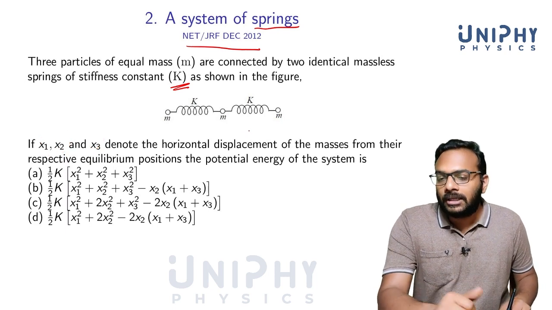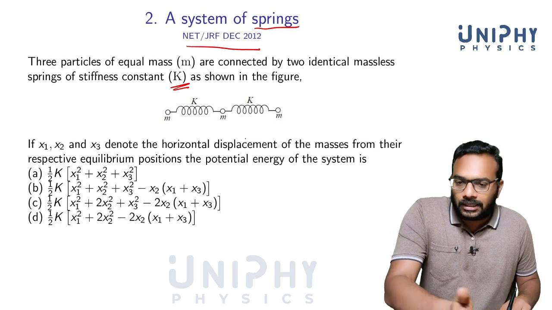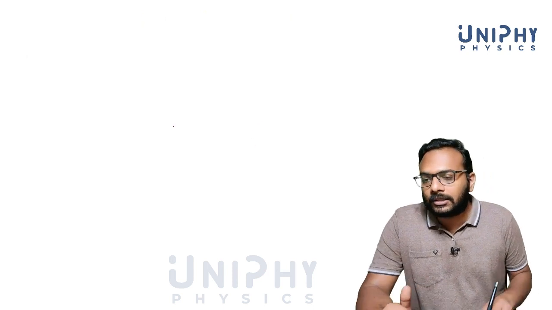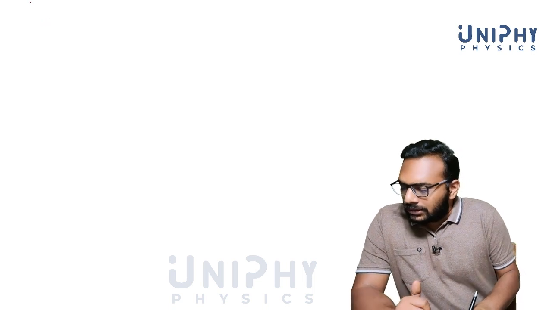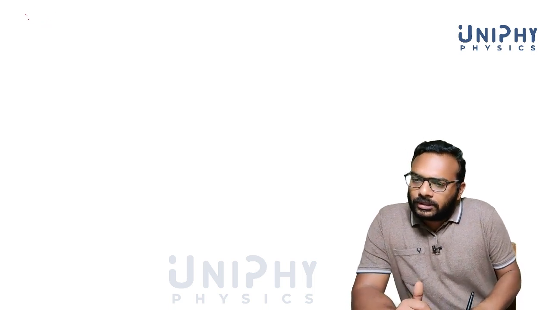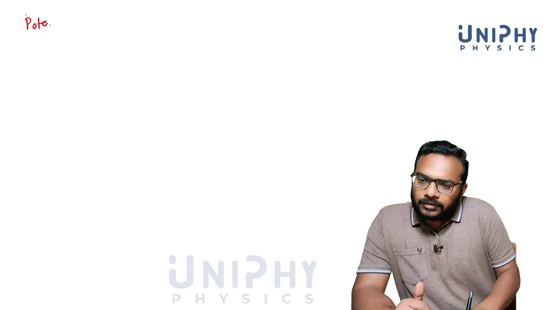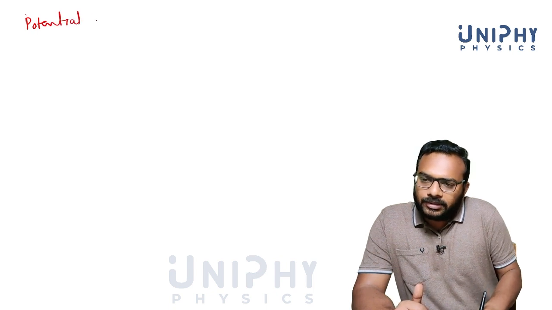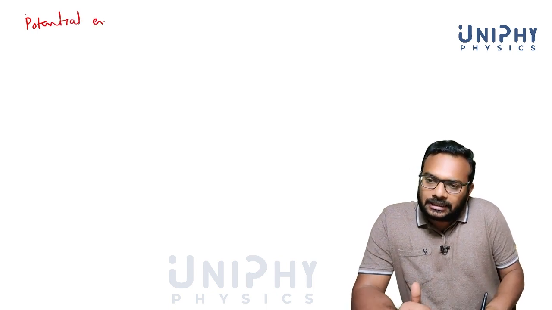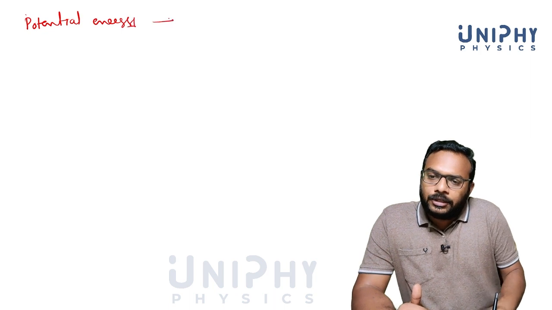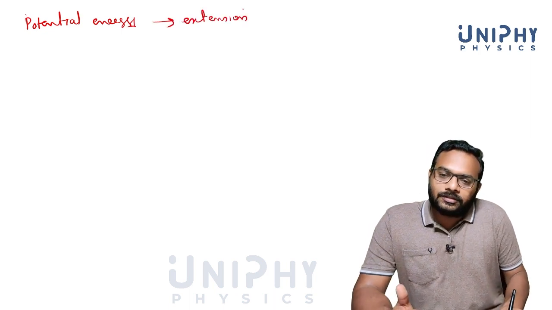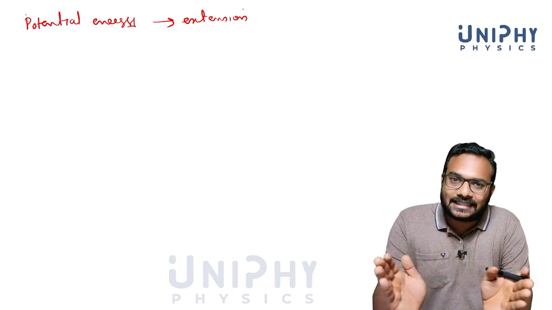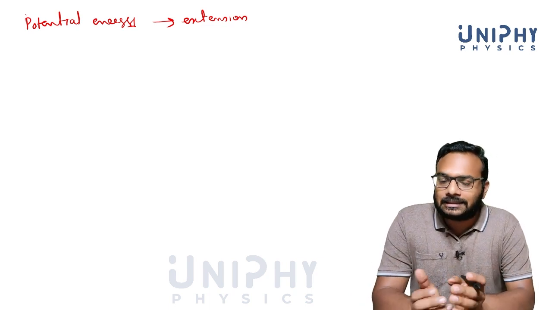You can also write down the Lagrangian, but now we are asked the potential energy. It's just part of that problem. So we can do this. In order to find the potential energy of a spring, I think I have mentioned this before, you need to know the extension of the spring. Extension of the spring means how much the spring extends from the equilibrium positions. This needs to be known.